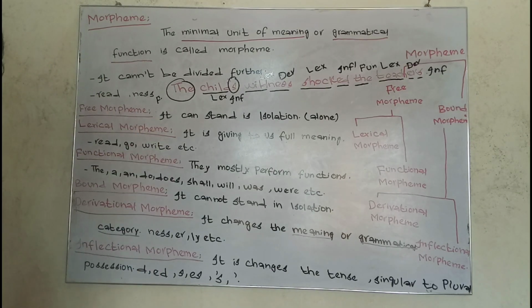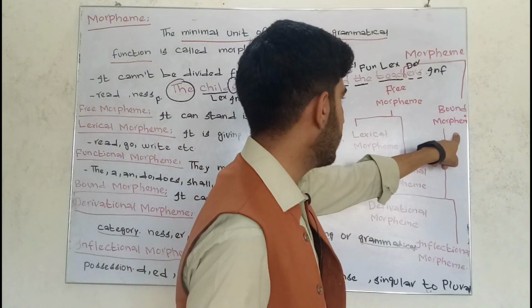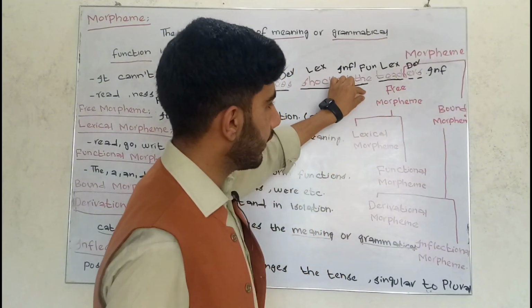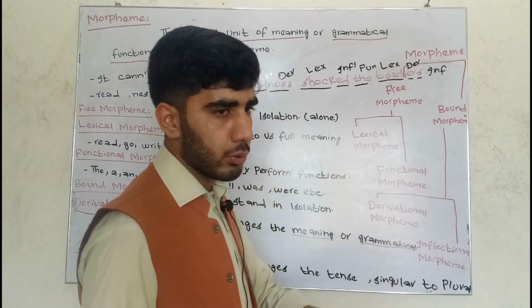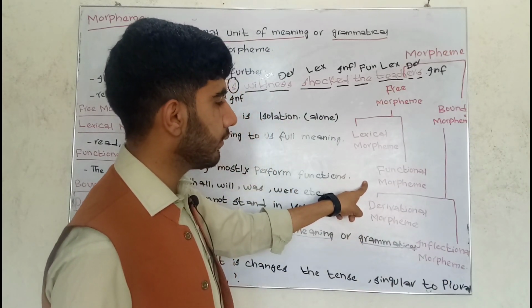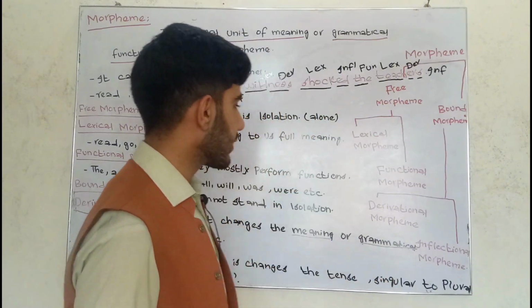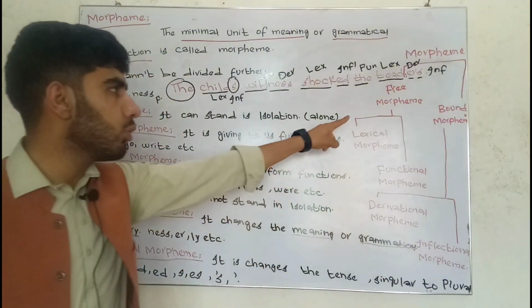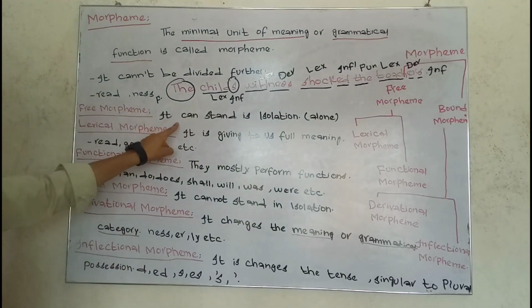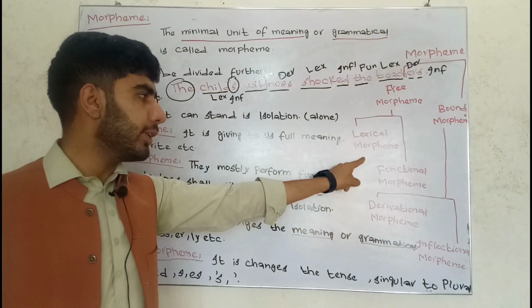Further, we divided the morpheme into two major categories: one is called free morpheme and the second is called bound morpheme. We divided the free morpheme and the bound morpheme into categories too. Free morpheme has lexical and functional morphemes; bound morpheme has derivational and inflectional morphemes. So what's a free morpheme? It can stand in isolation. It means it is giving us full meaning.